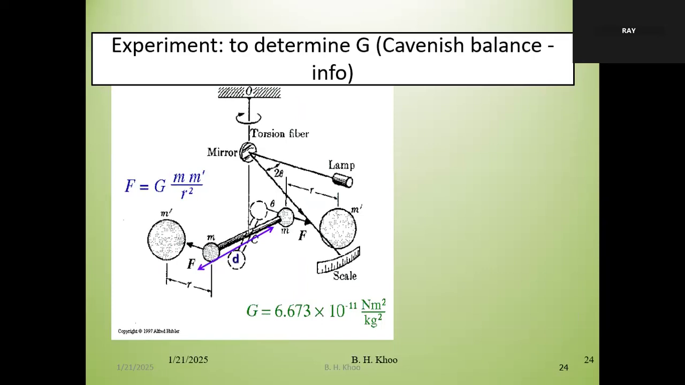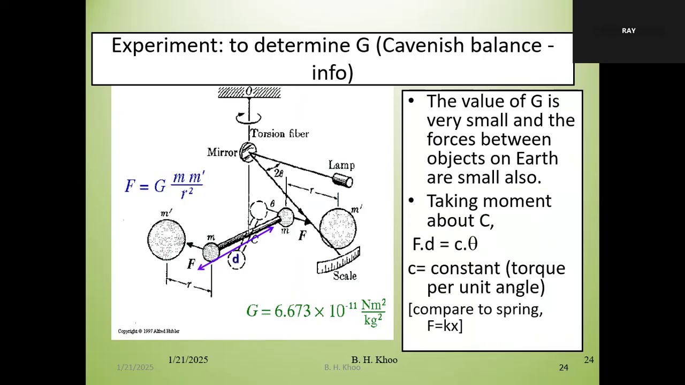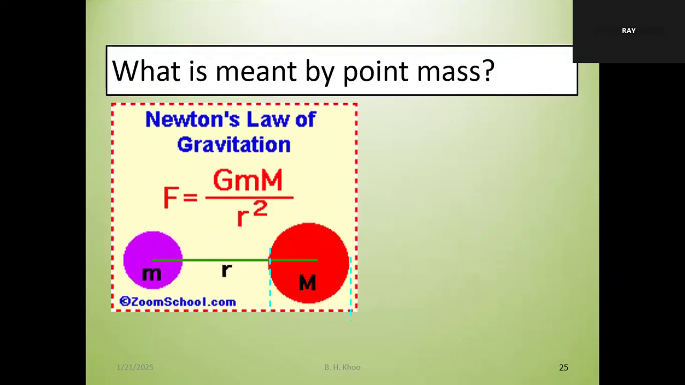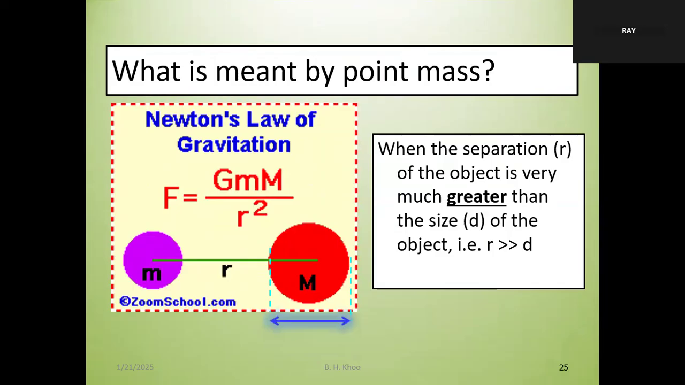This is for your information. We can determine G by using the Cavendish balance, for info only. Don't need to worry about that. That's how we find that. What is meant by point masses? We are just repeating. When the separation r is very much greater than the size of the object.